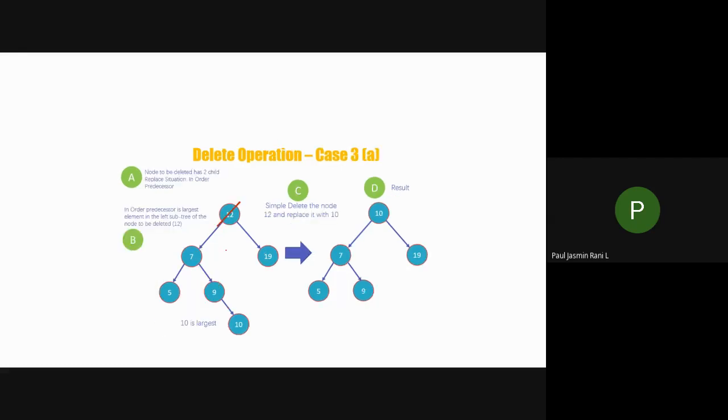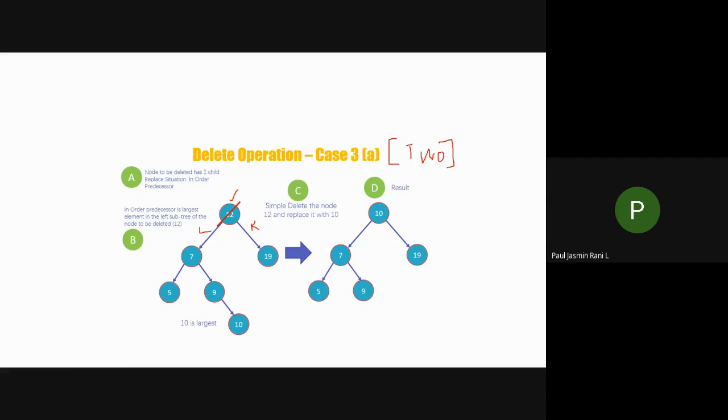And let's see what happens for case 3. What is case 3? Case 3 is nothing but if I want to delete a node, that node contains two children. Let us consider this example. If I want to remove the node 12, which contains two branches, that is, I have a left branch as well as a right branch.